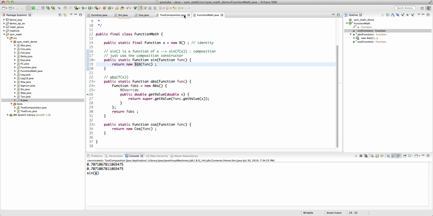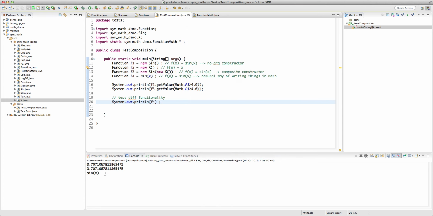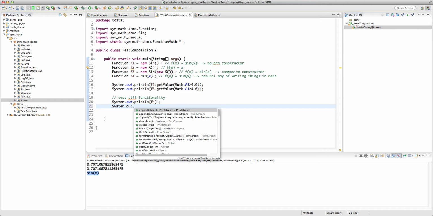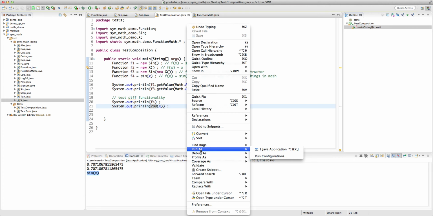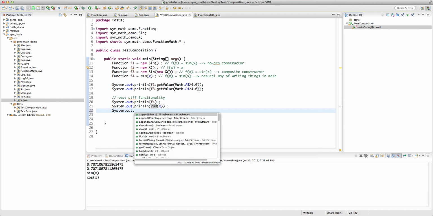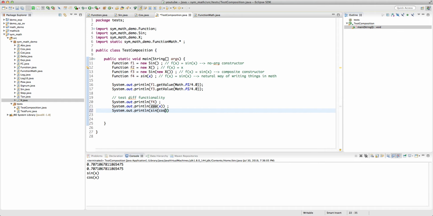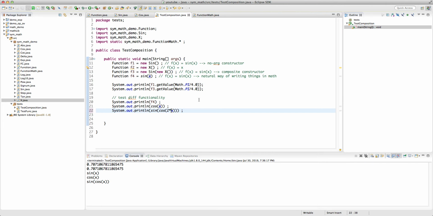And then function utility, let's try. So sine of x should return sine of x, no problem. Let's try system.out.println cosine of x, and the cosine of x comes from the utility class. Okay, now let's try system.out.println sine of cosine of x. What happens here? Sine of cosine of x. What if I write sine of cosine of 2x?